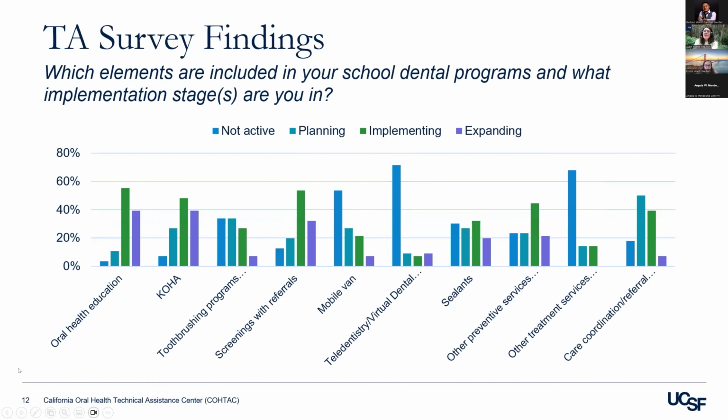Here's another version of the data. We asked you which elements are included in your school dental programs and what implementation stages you are in. This helps us understand the breadth and depth of your school programs and all the elements that are involved. A lot of you are doing oral health education. There's a lot of expansion within KOHA and screenings with referrals. Many fewer of you are doing teledentistry or virtual dental home, or providing treatment services or working with mobile vans.